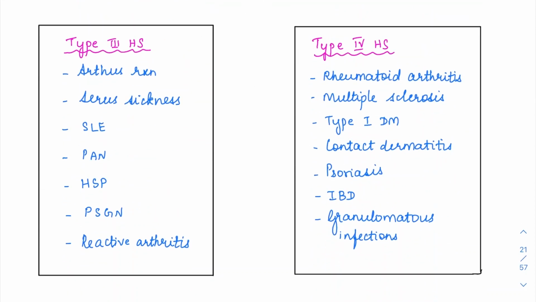Type 3 hypersensitivity was immune complex mediated. So the best example was SLE. Then we had all the 3-letter ones: SLE, polyarteritis nodosa, PAN, HSP, PSGN. All of these are examples of type 3 hypersensitivity.